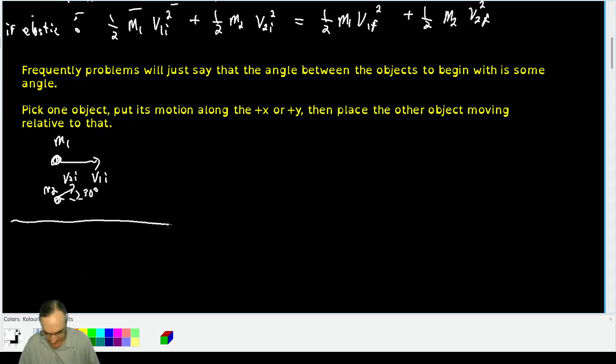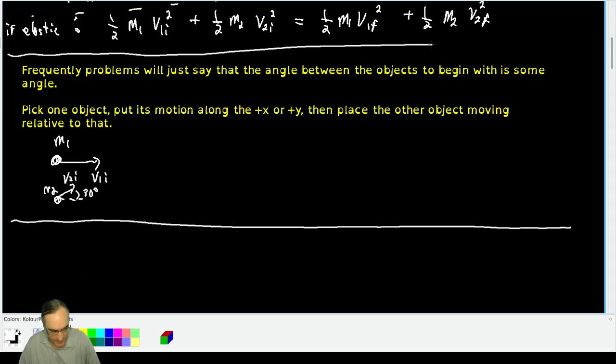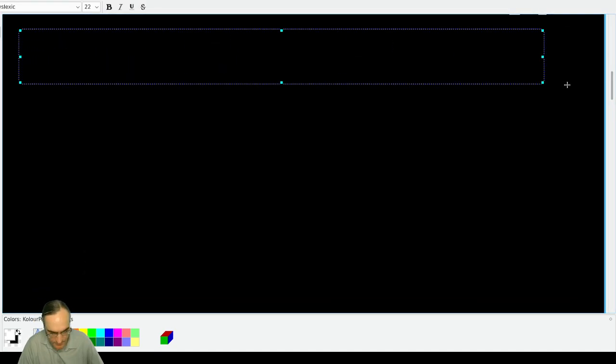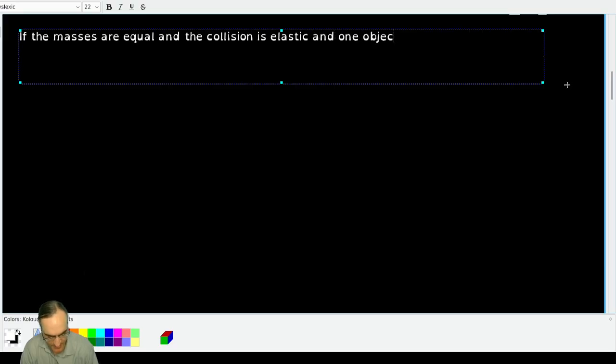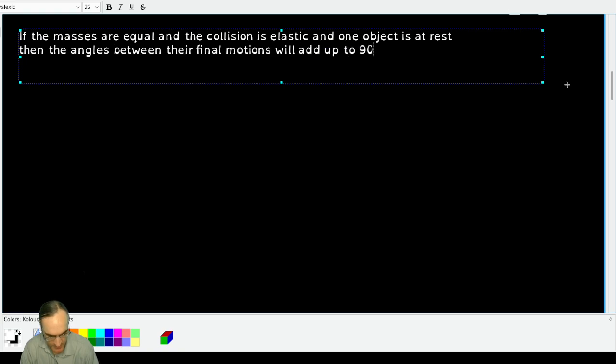Okay, last thing I want to talk about related to all of this. If the masses are equal and the collision is elastic, and one object is at rest, then the angles between their final motions will add up to 90 degrees.